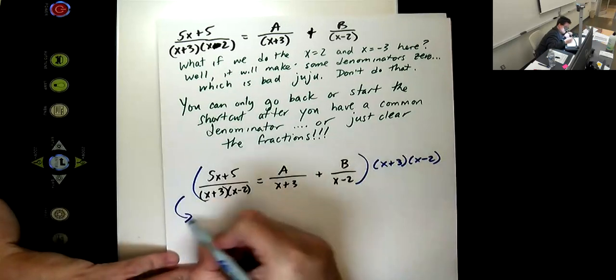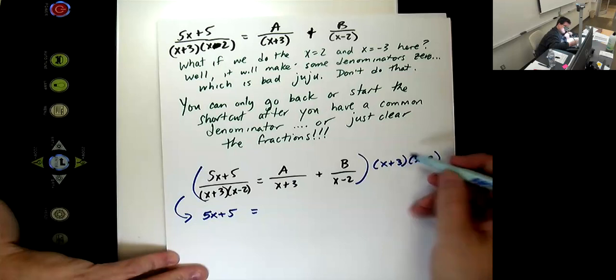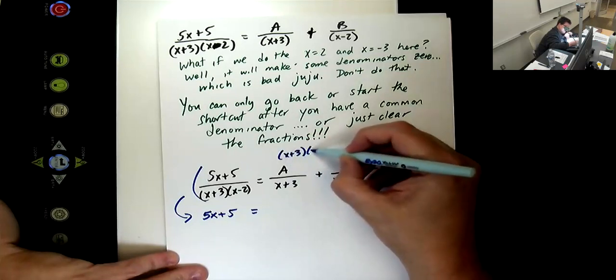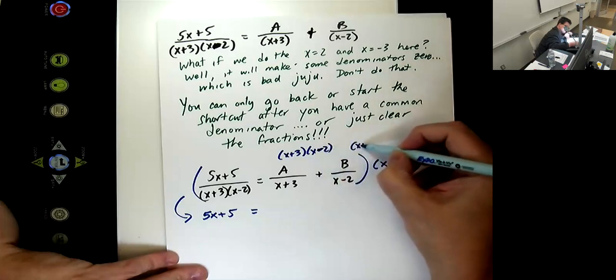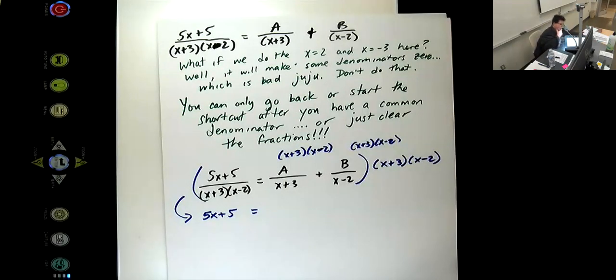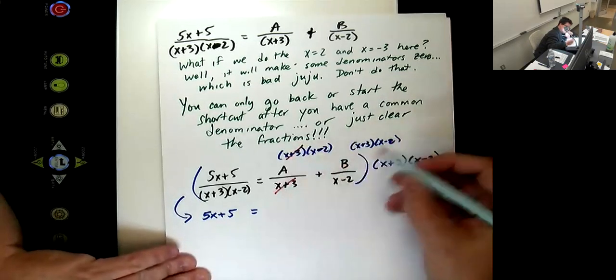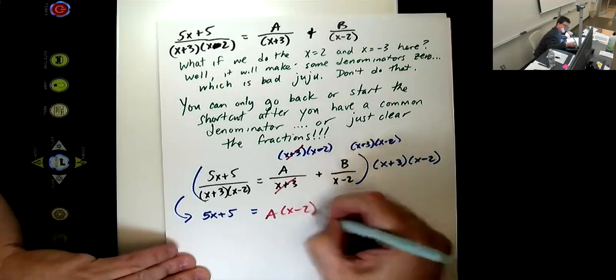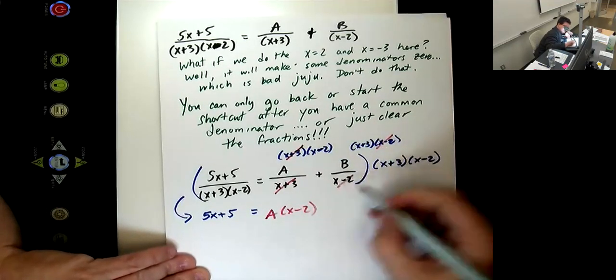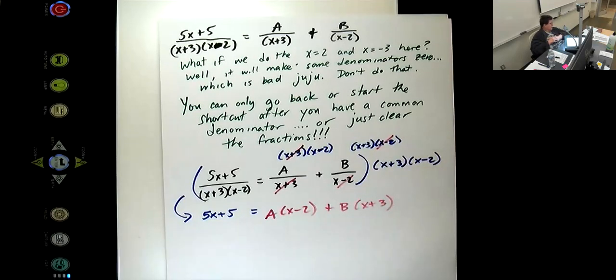On the left side, the denominator just wipes out with what we multiply through by. Here we got x plus 3, x minus 2, and x plus 3, x minus 2. We distribute it to both of them. For this one, the x plus 3's cancel, and I'm left with a times x minus 2. And for this one, the x minus 2's cancel, and I'm left with b times x plus 3. So you might find that easier than getting the common denominator. The result is the same.